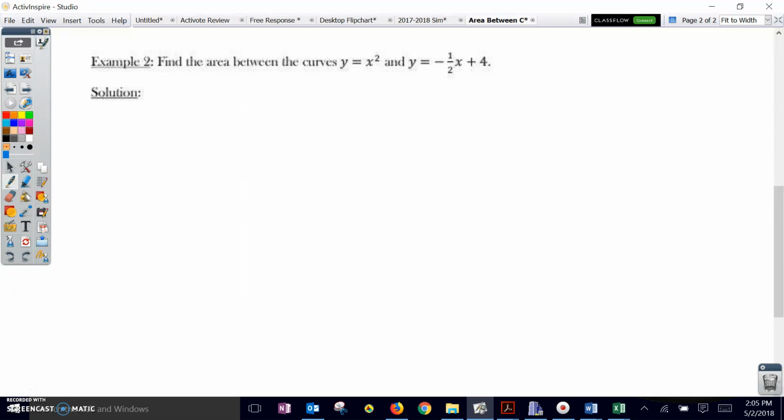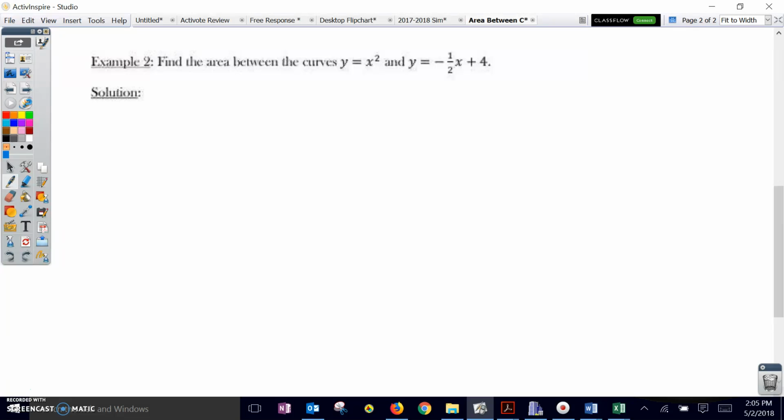Okay, in this second example, we're going to find the area between the curves y equals x squared and y equals negative 1/2 x plus 4. What makes this example different from the first is we're not given actual boundaries on the left and right for the region, so we're going to need to find the intersection points of these two curves in order to determine what our limits of integration are going to be.